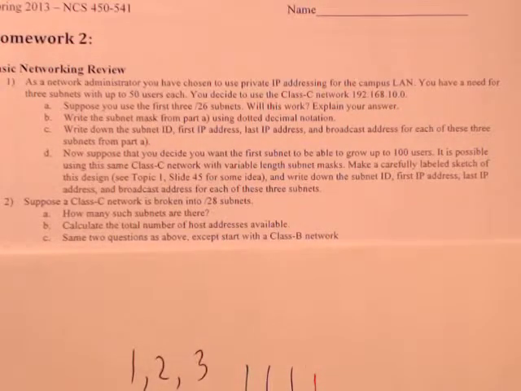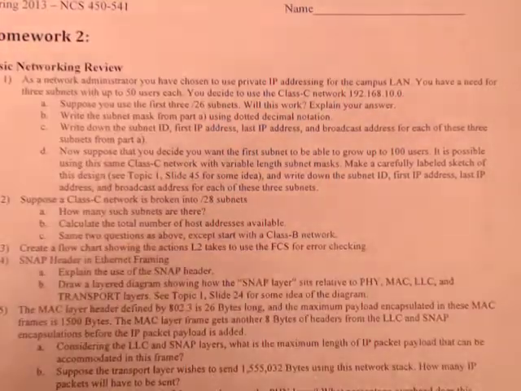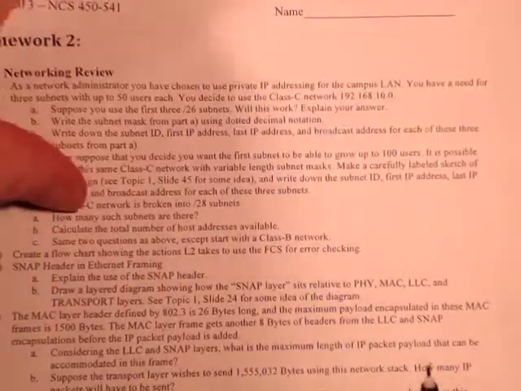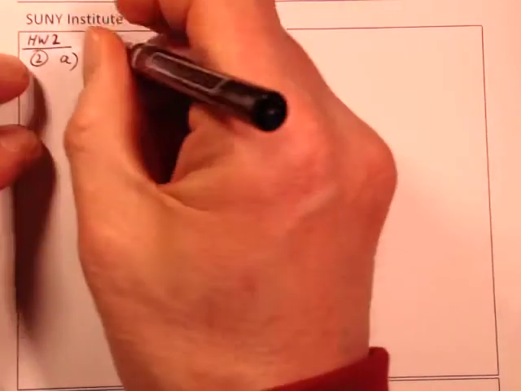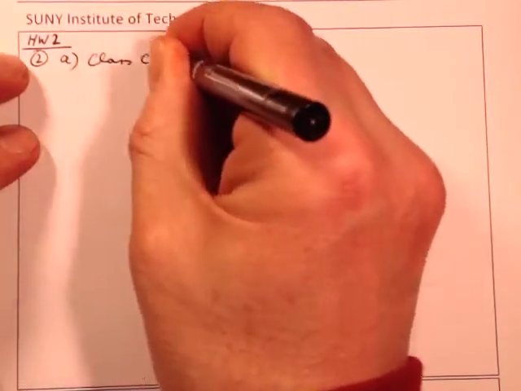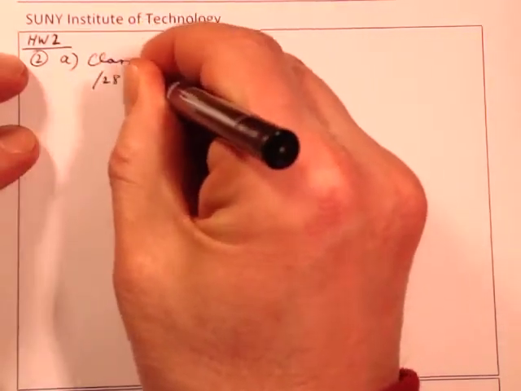In almost all my videos so far on the subject, including the introductory ones, we've started with a class C, so starting with a class B will be a little bit different. So we start with a class C network, and we have /28 subnets.